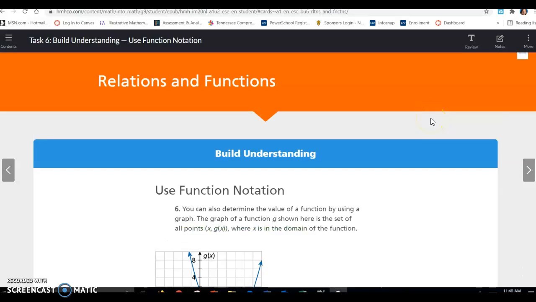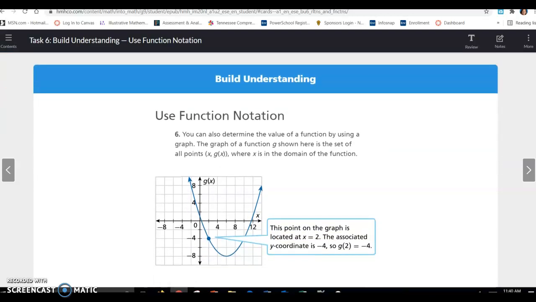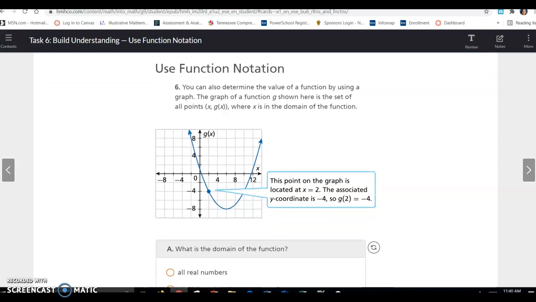All right, welcome back. This is lesson 4.1, and this is task 6. We're still talking about relations and functions and using function notation. All right, so this example says you can also determine the value of a function by using the graph. The graph of a function g shown here is the set of all points x and g of x. Remember, g of x is the same as y, where x is in the domain of the function.